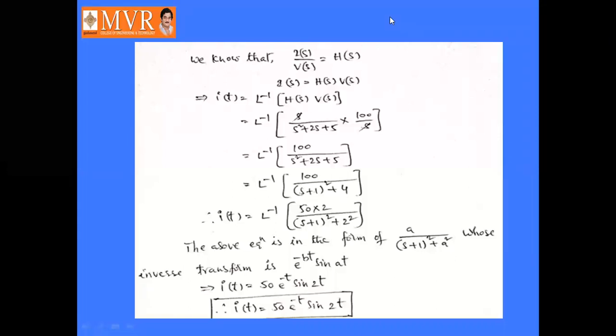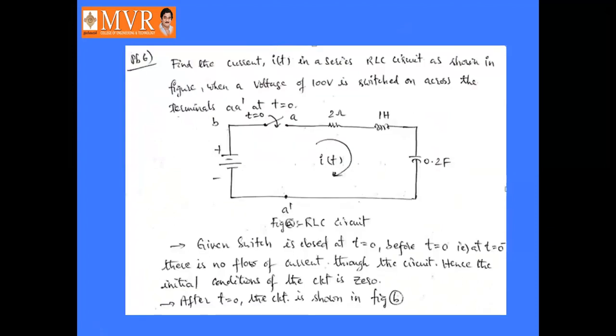Good morning. So in the last class, we have done some problems. This is the problem related to an RLC circuit. The RLC circuit is given, as shown in the figure. We have to find out the current across the points A and A dash, right?